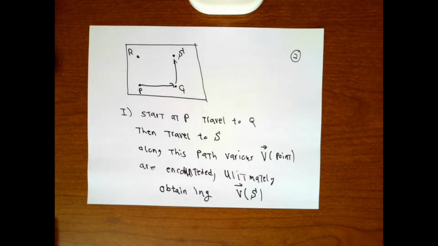As in my picture here, I could start at point P, travel to point Q, and then travel to point S along some pathway or the other. Every point on that pathway is going to have a vector to go with it, but regardless of what happens along the path, when I end up at S and look at the vector that goes with my destination point, I have to get the vector v of s.